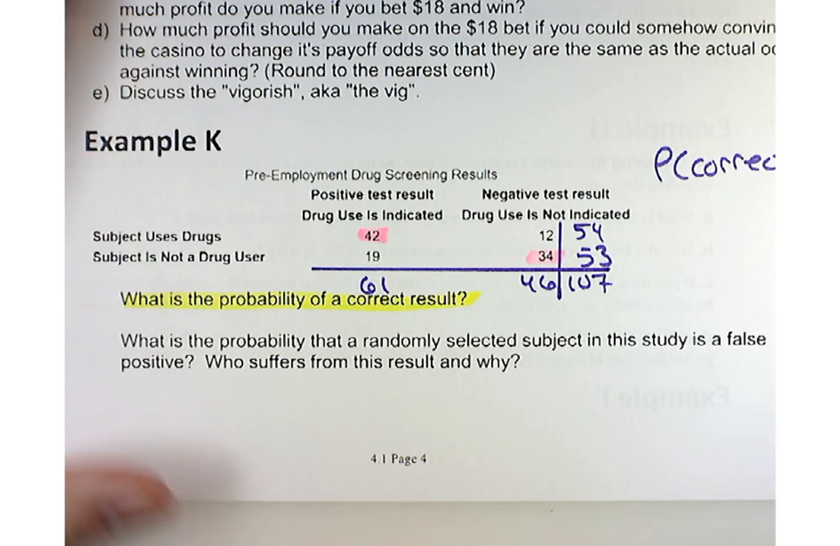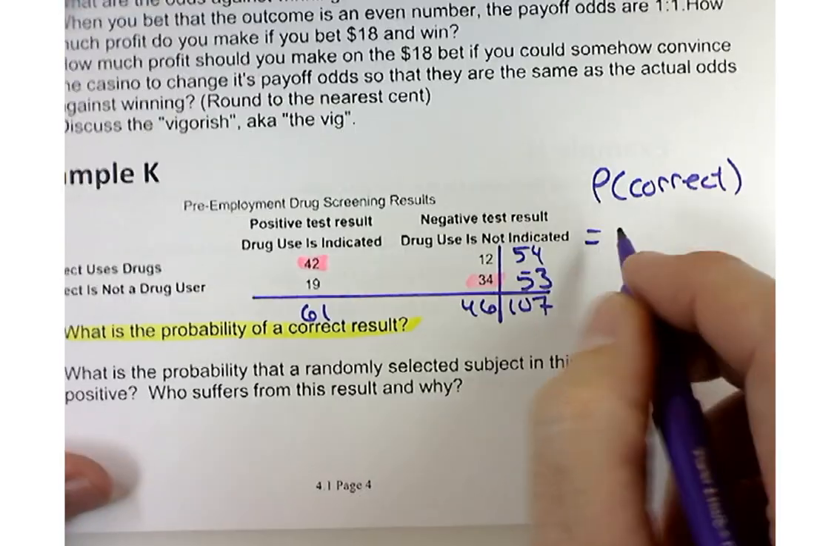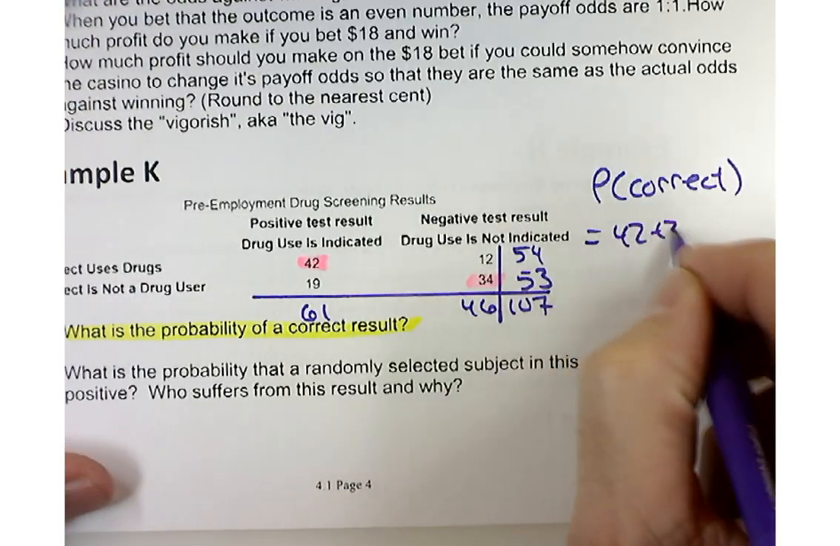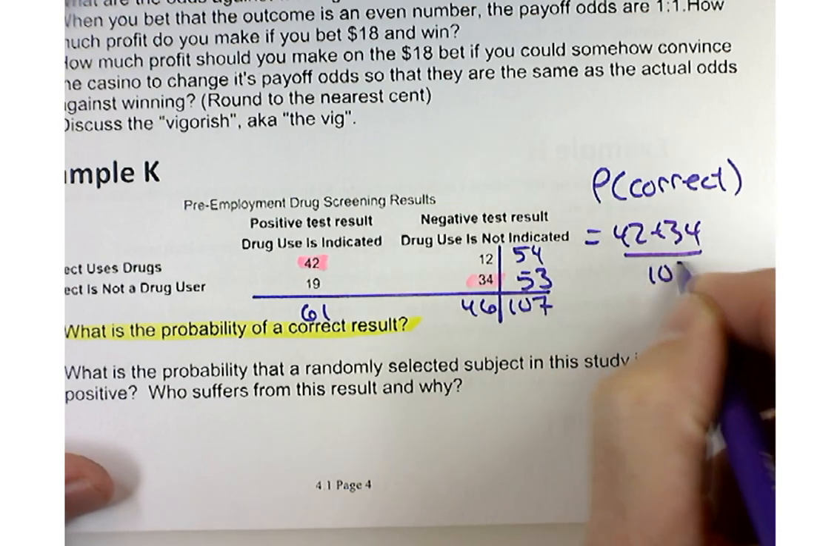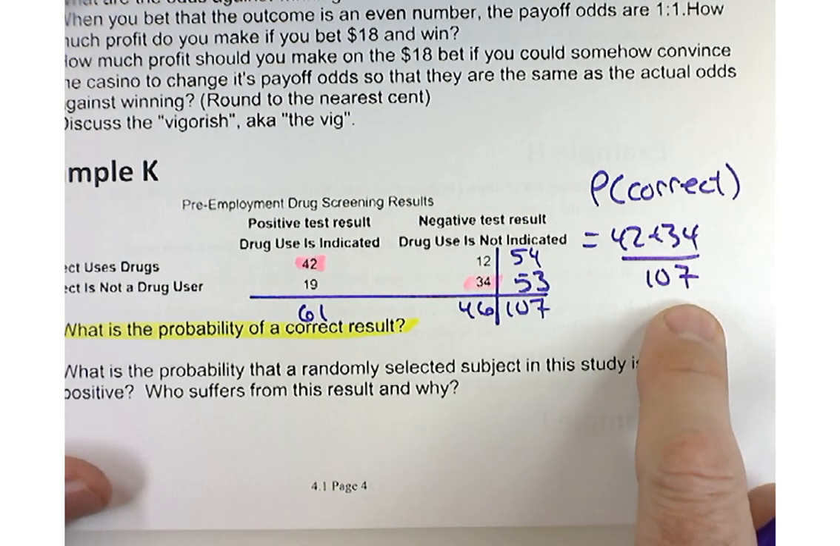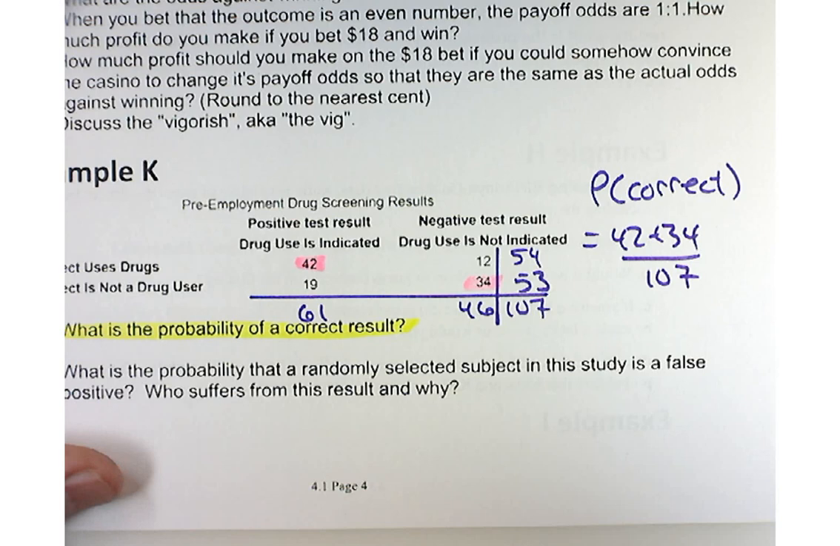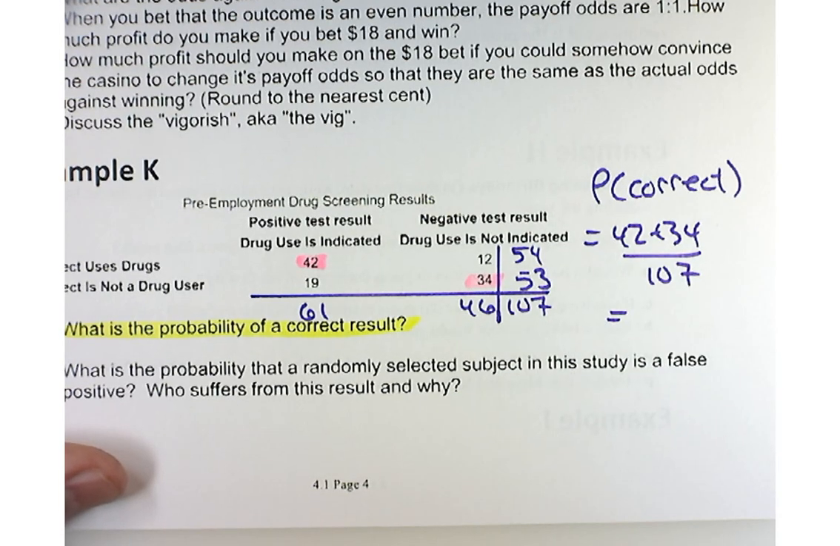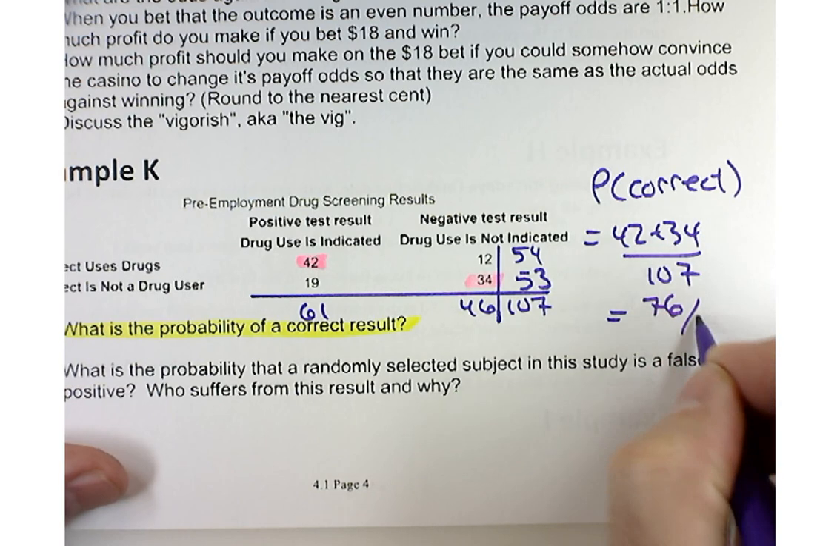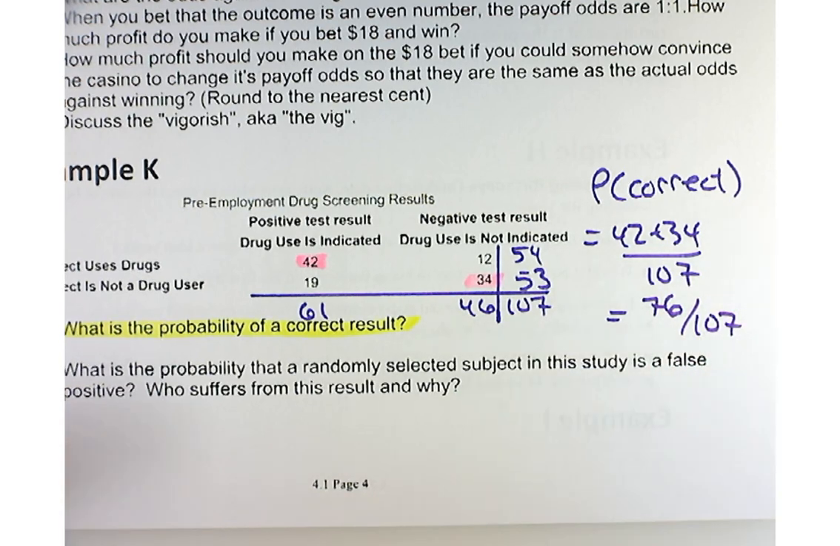So overall then, probability of a correct result would be 42 plus 34 over 107. Don't forget to divide by that 107, otherwise it's just wrong. So we end up with 76 over 107. Yay. And that's it.